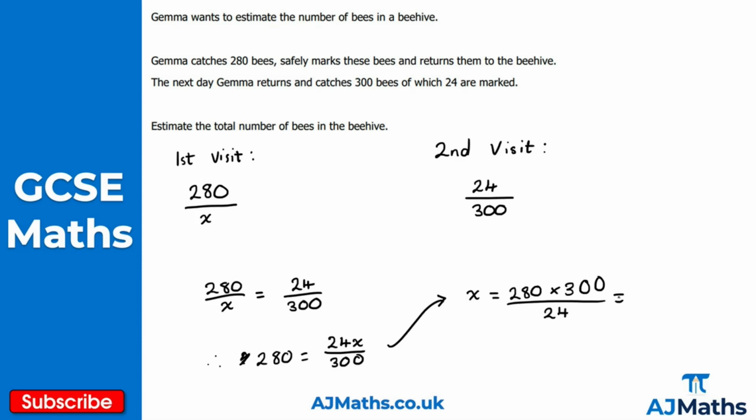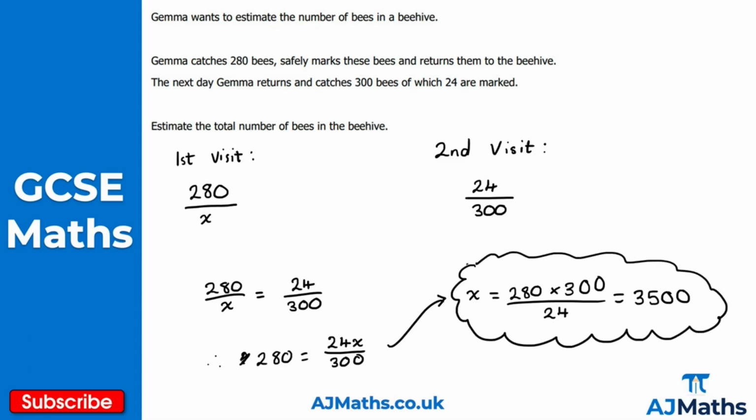Okay. Put this into your calculator. And what I get here is 3,500 there. Okay, so our estimate for the total number of bees in the beehive is 3,500. Okay, and that gives our solution to the last question.